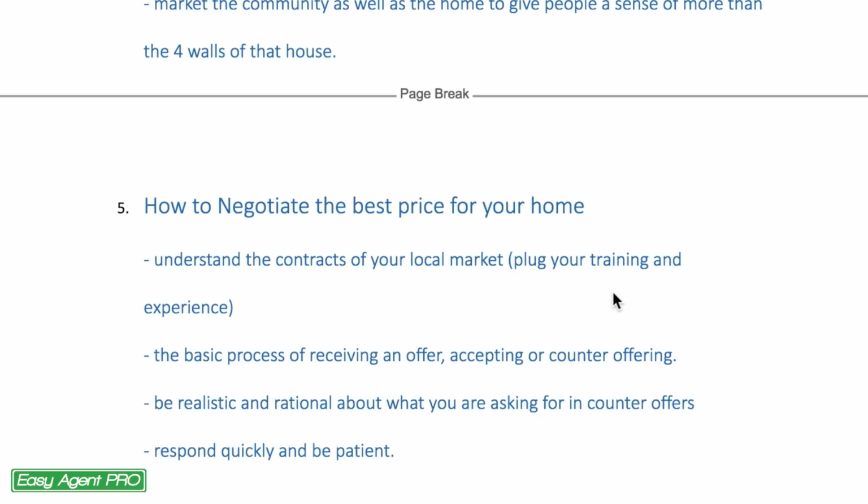You also want to go over the basic processes of receiving an offer, accepting it, counter offering, all of the things that you're doing as a real estate agent in the negotiation process. You want to make sure that they know that they need to be realistic and rational about what they're asking for in their counter offers.